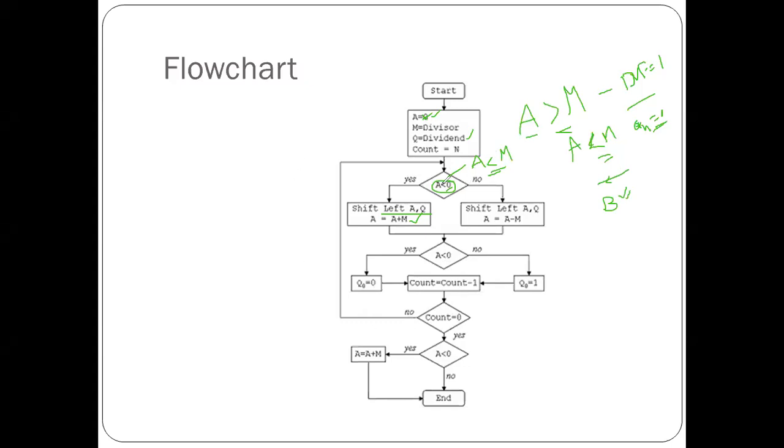Okay. So here itself, if your A is greater than 0 or greater than M, then we will shift left. After that, we subtract. Right. So based on the previous value of Qn, here the condition is either you can add or you can subtract. This is the restoring algorithm. See, let us see an example.